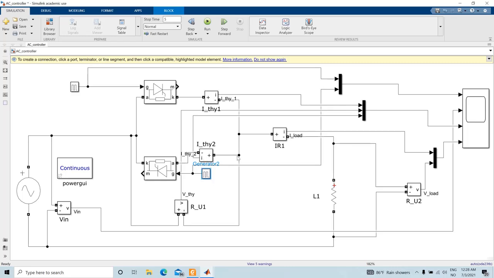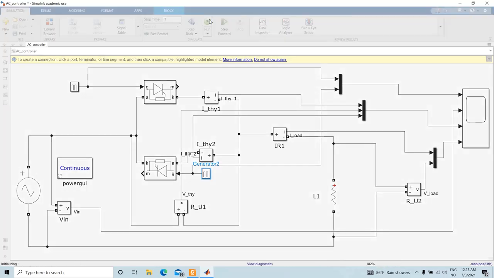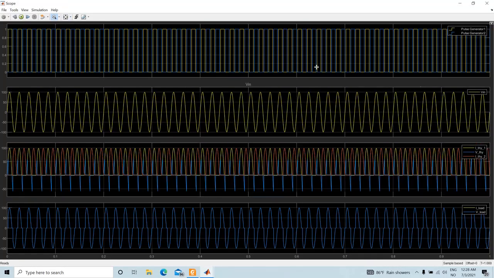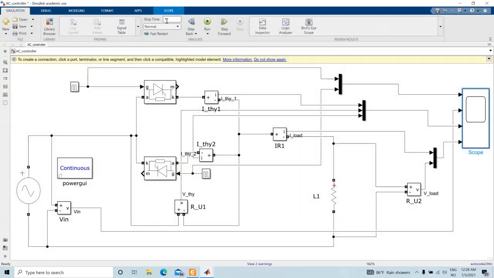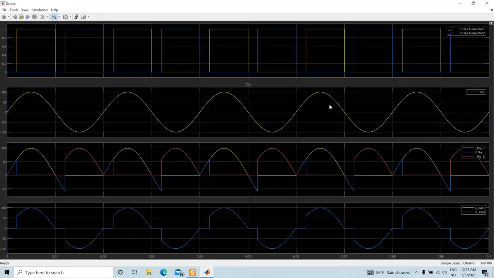We are also measuring both of these thyristor currents, and we are measuring the voltage across the thyristor. So it's a very simple circuit, and if we run it for 1 second in case of a resistive load, let's see how the circuit actually looks like. There's a lot of values here. Let's put this 0.1. Yes, so this is our gate pulse.